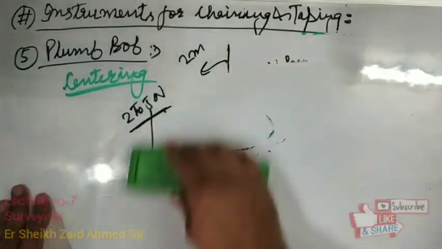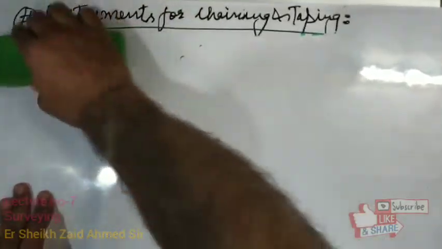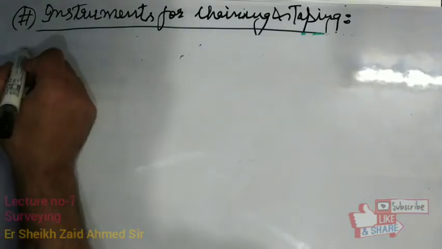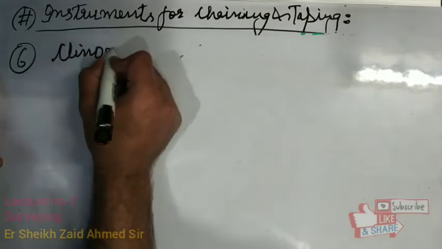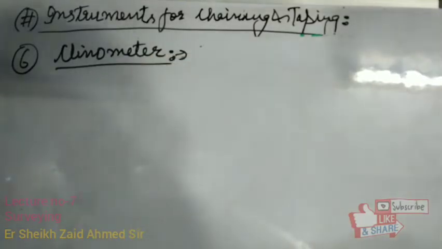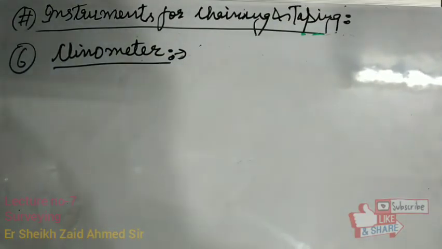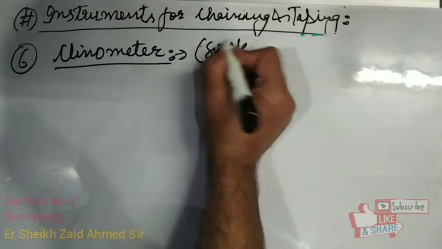Now coming to the last instrument. The last instrument is the clinometer. First of all, we must know what is a clinometer. A clinometer is an instrument for measuring the angle of the slope of the ground. It consists of a graduated semicircle resembling a protractor. It has a pinhole. Here we are discussing the simple clinometer.